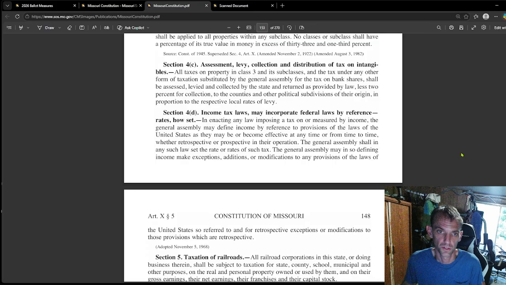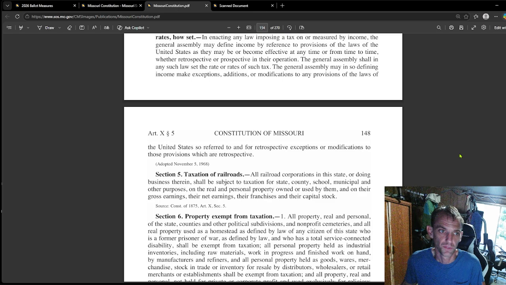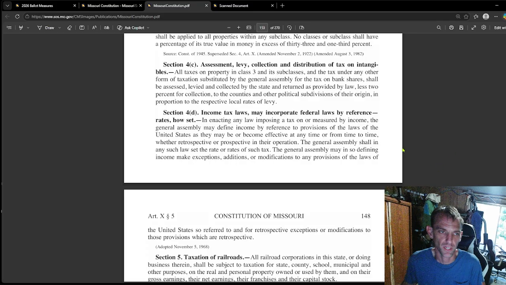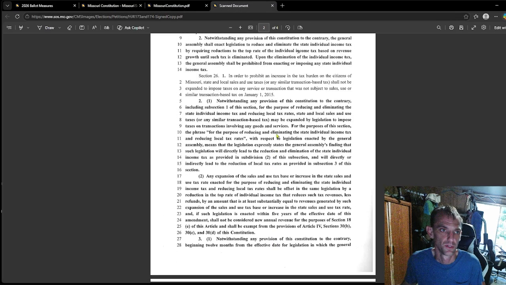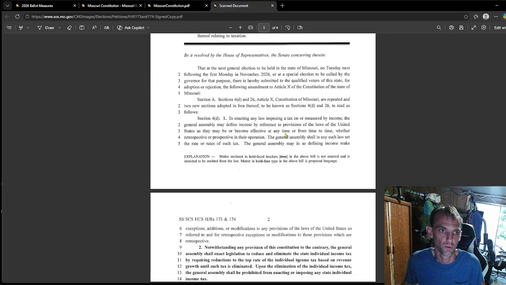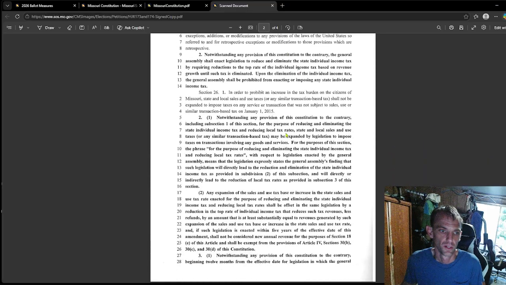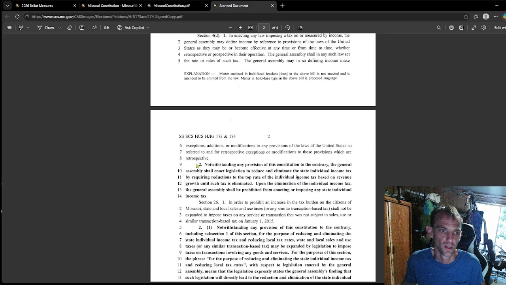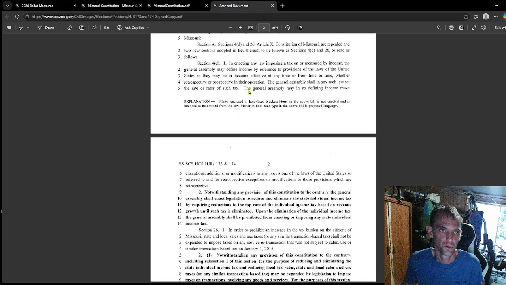The General Assembly may, in so defining income, make exceptions, additions, or modifications to any provisions of the law of the United States so referred to, and for retrospective exceptions or modifications to those provisions which are retrospective. And that is all that Section 4D says. And if you are watching this, looks like we are adding a subsection 2 to Section 4D.